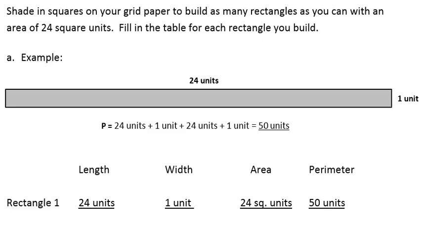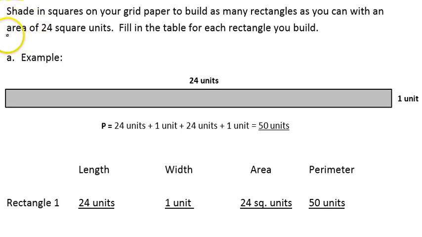This tutorial is for 3rd grade, Module 7, Lesson 18. In Lesson 18, we're going to look at the connection between the area and perimeter of rectangles. The directions say to shade in squares on your grid paper to build as many rectangles as you can with an area of 24 square units, and then we'll fill in the table as we build the rectangles.